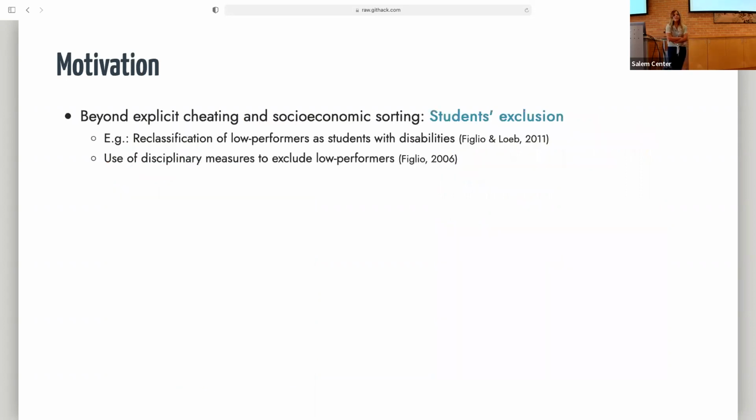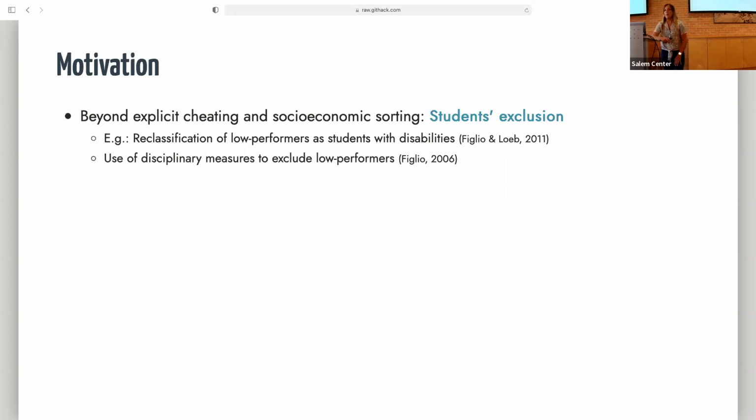But beyond this sort of explicit cheating that we know is wrong and the consequences of socioeconomic sorting, there's another way that tests might not be providing the right information for us, which is when the population that's taking the test is actually non-representative of the population that the school actually serves, right? And that's where student exclusion comes in, and this is what this work is going to be focused around, okay?